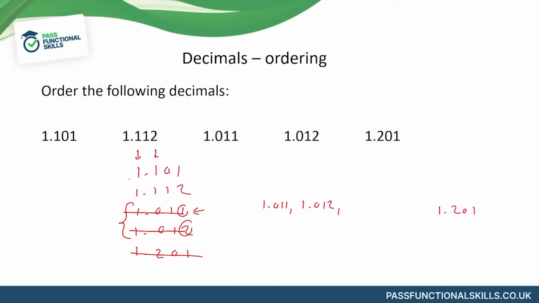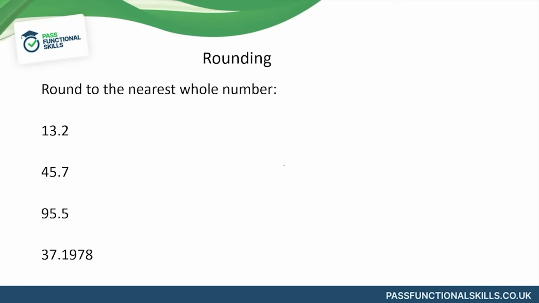So now it's just a question of putting the top 2 in order. In the units, everything is the same. In the tenths, everything is the same, but in the hundredths, again, we've got a 0 and a 1. 0 is less than 1, so 1.101 is the next smallest, followed by 1.112, and then 1.201, so we now have them all in order.